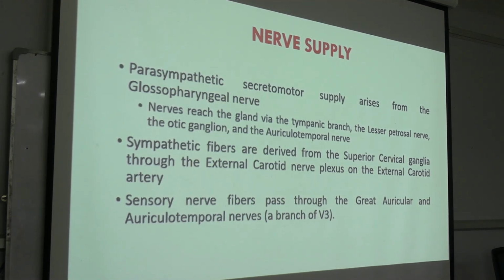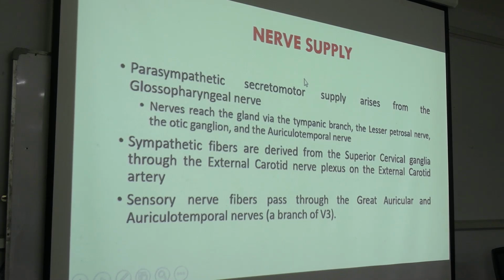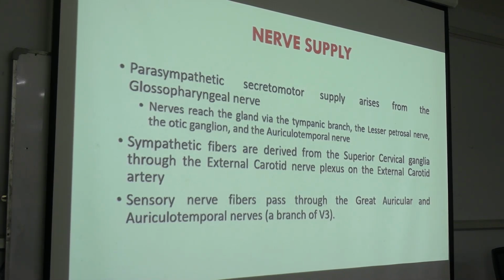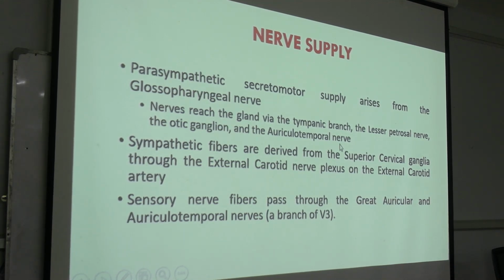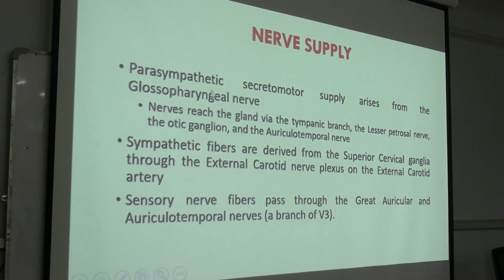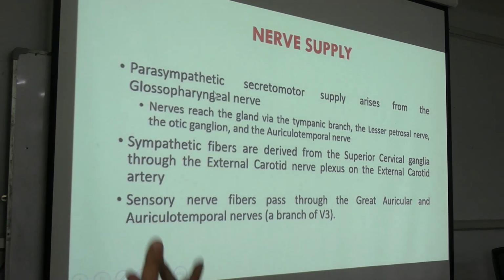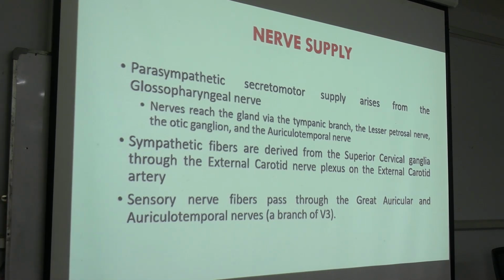So this parasympathetic or secretomotor supply comes from cranial nerve number 9, the glossopharyngeal, via a branch we call the lesser petrosal nerve, which runs along with the nerve we call the auriculotemporal nerve. So the secretions of the gland are controlled by the glossopharyngeal nerve. If it is stimulated, it secretes. If it is not, then the secretions do not come.